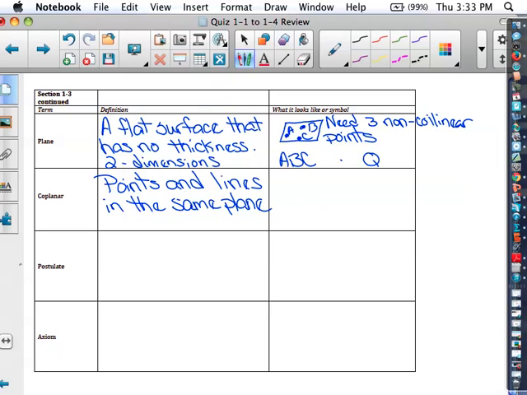So let's say I have a plane here. And I can have lines or points that are in that plane, and they are coplanar. Postulate and axiom should be together, so you don't have to write this twice. A postulate or an axiom is an accepted statement of fact.